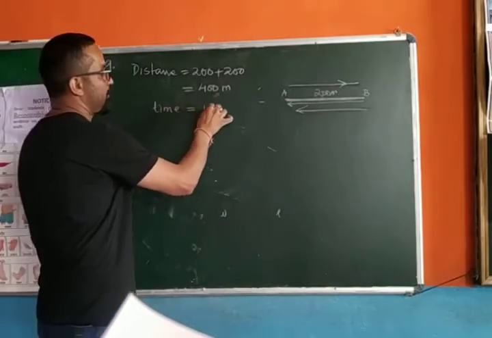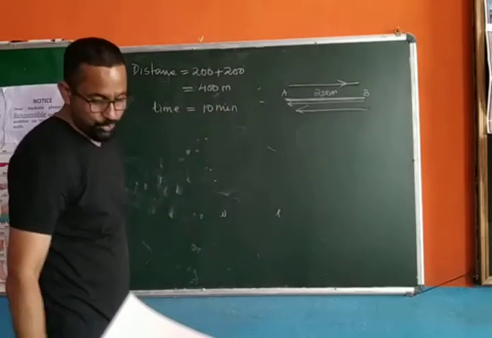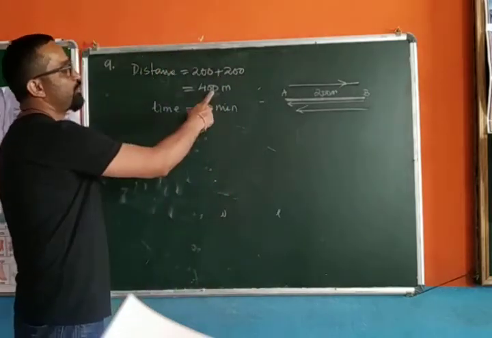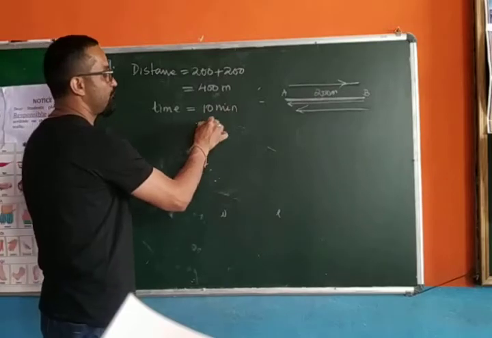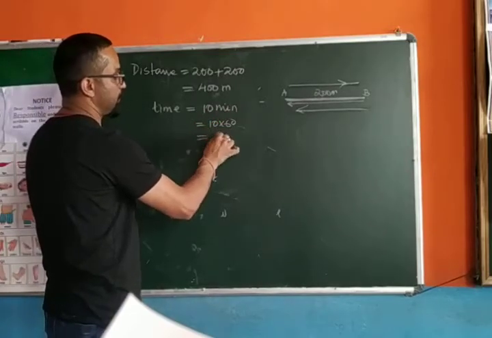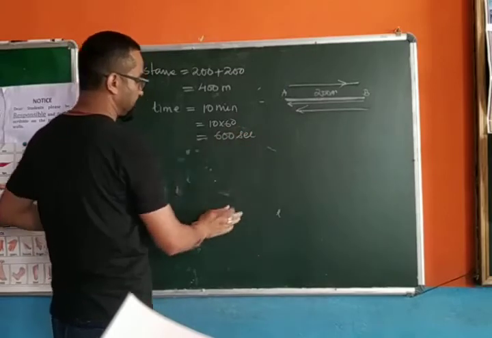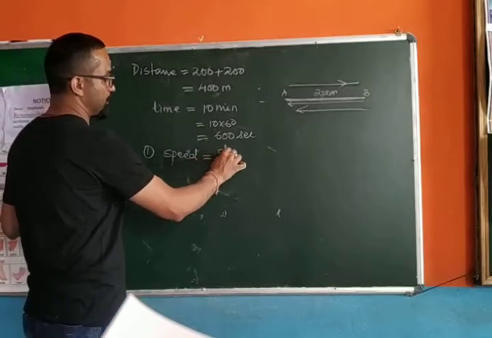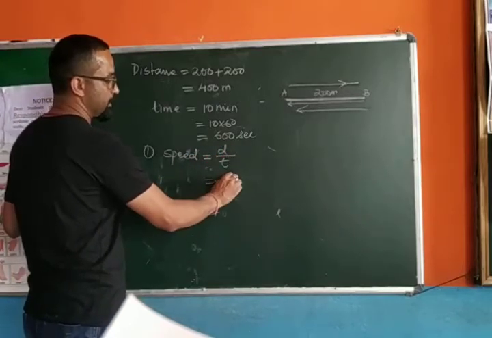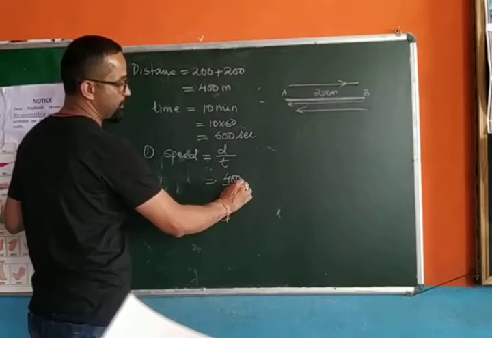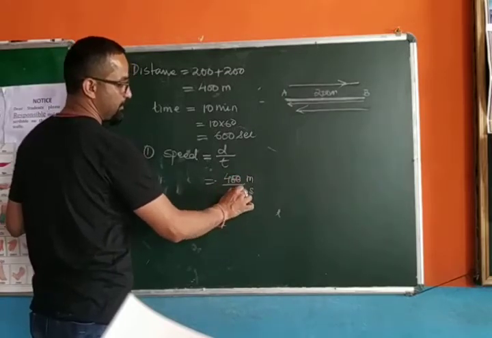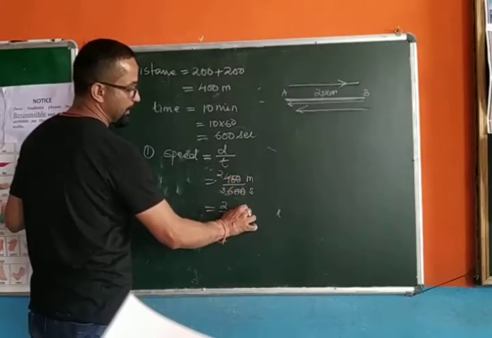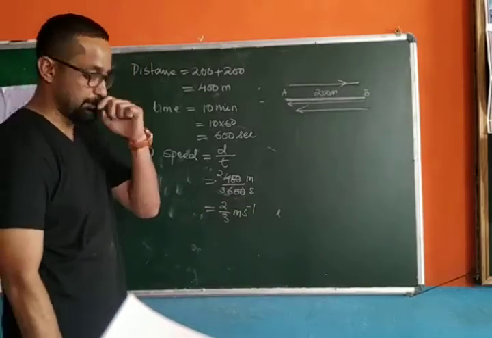He takes 10 minutes. The question says to calculate speed in meter per second. We know distance in meter, time is in minutes, so you convert into seconds, multiply by 60, 600 seconds. First part, speed equals distance divided by time. Distance is 400 divided by 600, you get meter per second, cancel it, 2 by 3 meter per second. Read it like this. You don't have to simplify it.